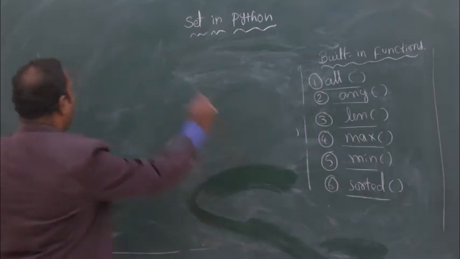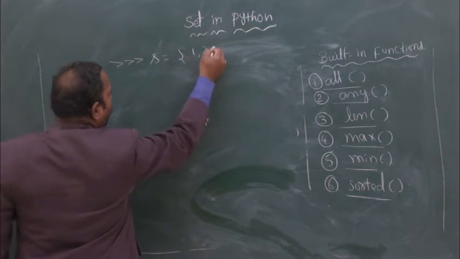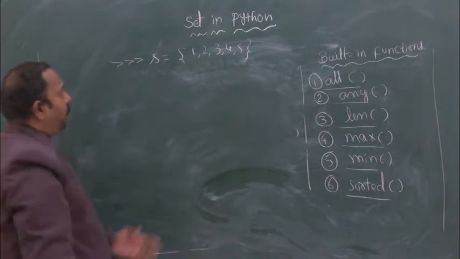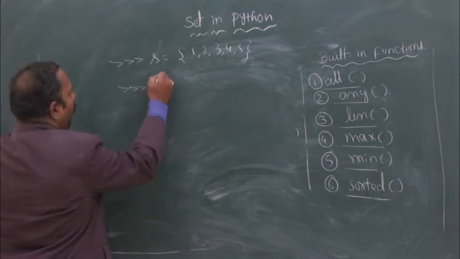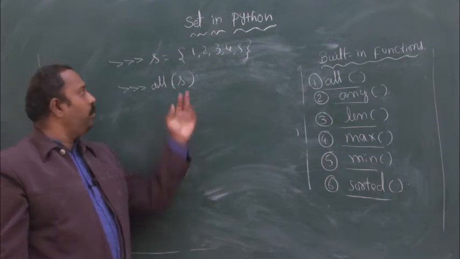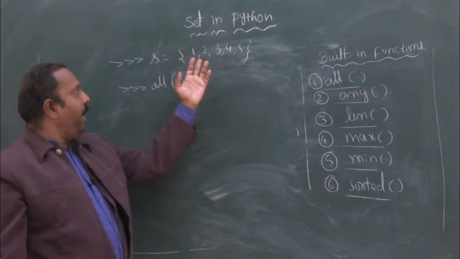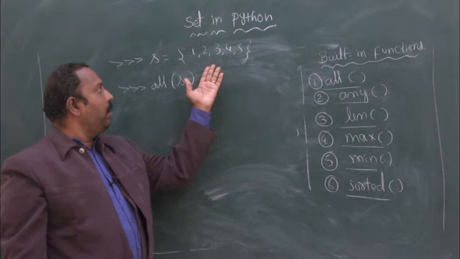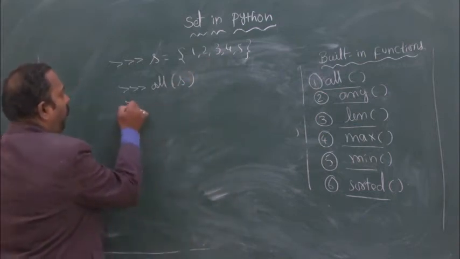First one: suppose S consists of 1, 2, 3, 4, 5. You can create as many elements as you want. Now I want to print all of S. What output will you get? If all are true, you will get true. Here 1, 2, 3, 4, 5 are all true. If any element is 0, you will get false. But if none of the elements in the set is 0, you will get true.